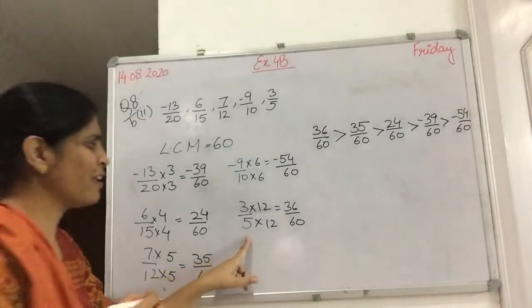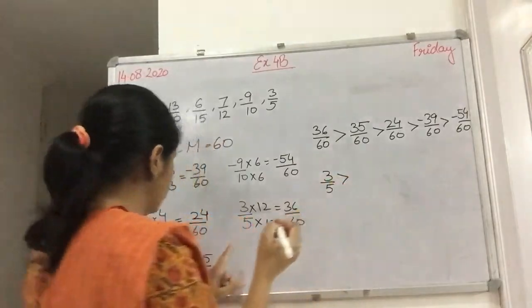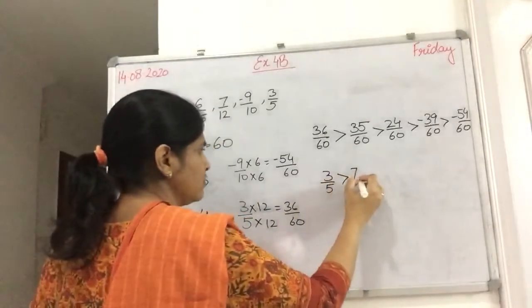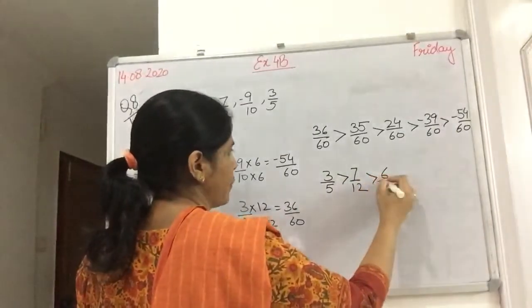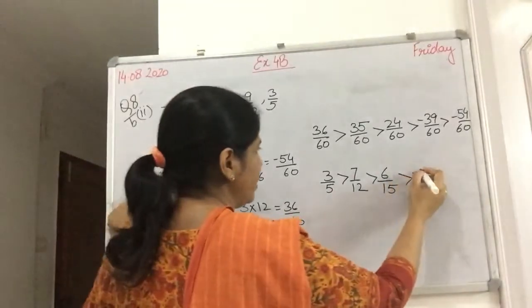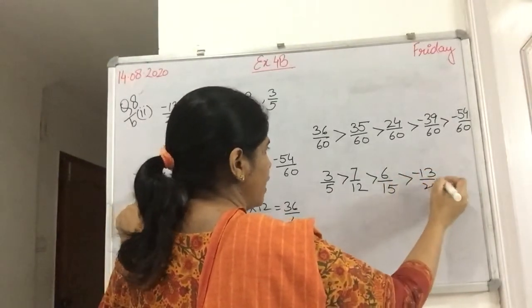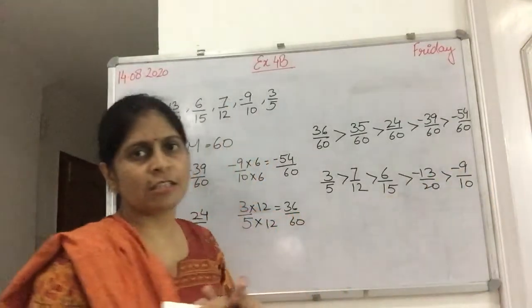So 36 by 60 is 3 by 5. Then 35 will be 7 by 12. Then 6 by 15. Then minus 13 by 20. And the last number is minus 9 by 10. This is the answer of it.